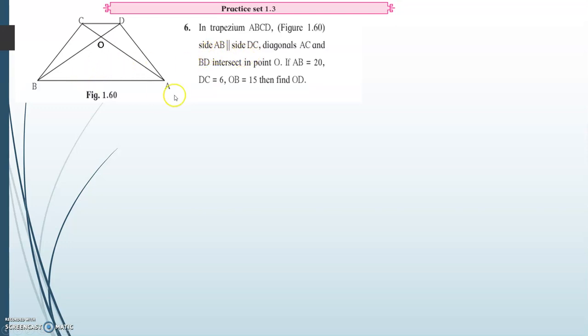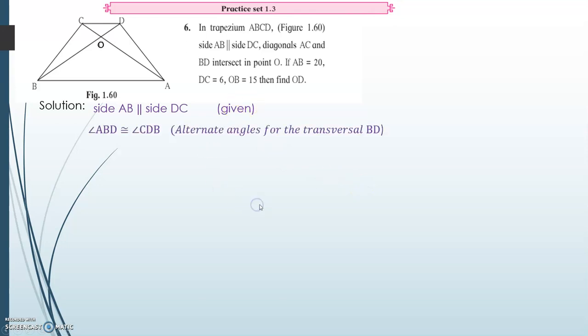Side AB is parallel to DC. So when side AB is parallel to DC, we know that angle ABD is congruent to angle CDB because they are the alternate angles. So let's write down side AB parallel to side DC and therefore angle ABD congruent to angle CDB. Now look at the figure. Angle ABD can also be written as angle ABO because points B, O and D are collinear. And in the same way angle CDB can also be written as angle CDO because the points B, O and D are collinear.